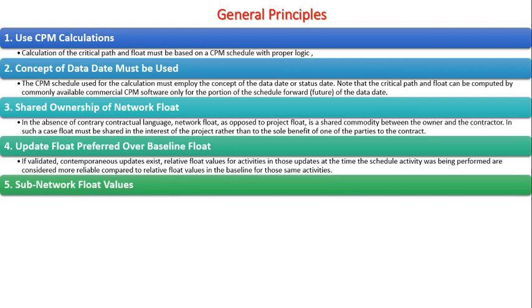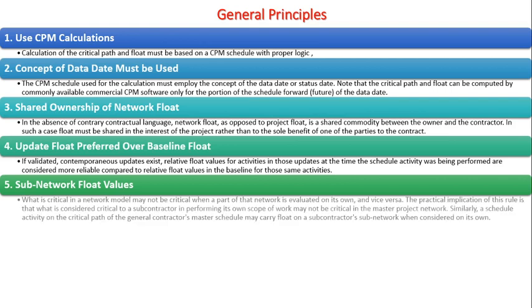5. Sub-network float values. What is critical in a network model may not be critical when a part of that network is evaluated on its own, and vice versa. The practical implication of this rule is that what is considered critical to a subcontractor in performing its own scope of work may not be critical in the master project network. Similarly, a schedule activity on the critical path of the general contractor's master schedule may carry float on a subcontractor's subnetwork when considered on its own.